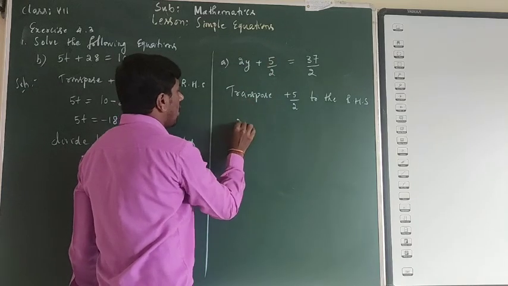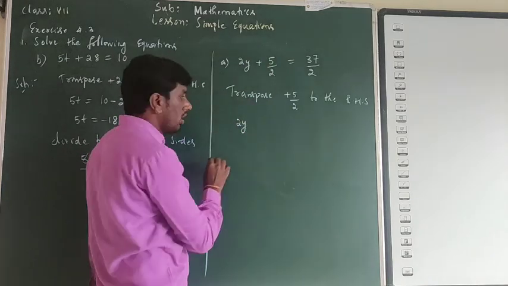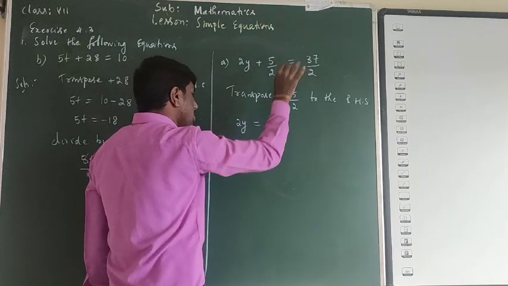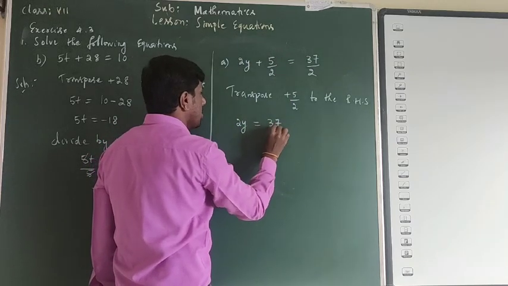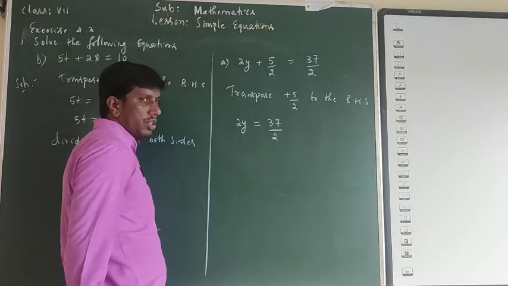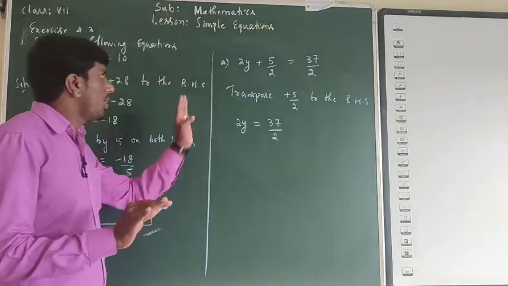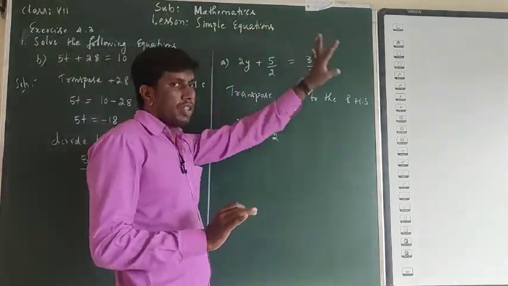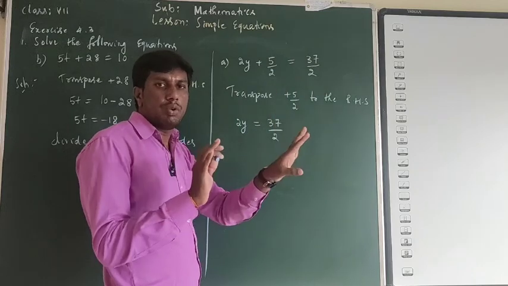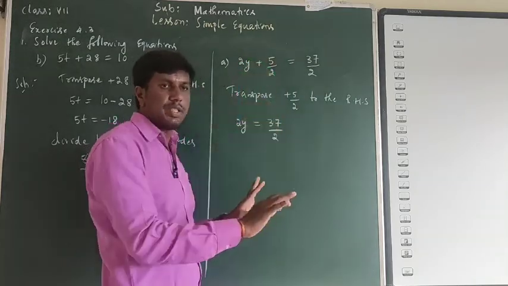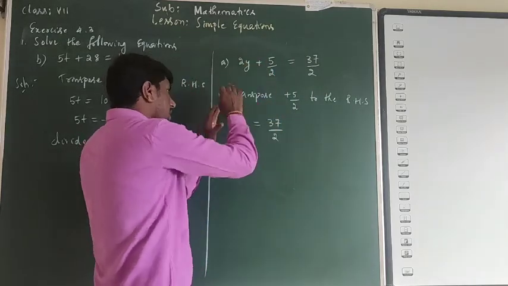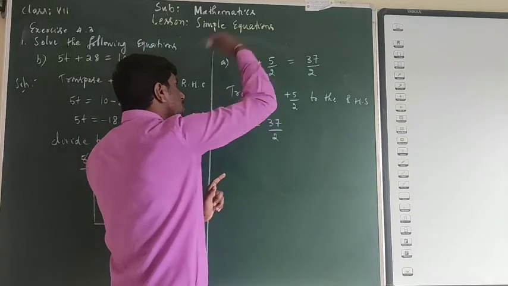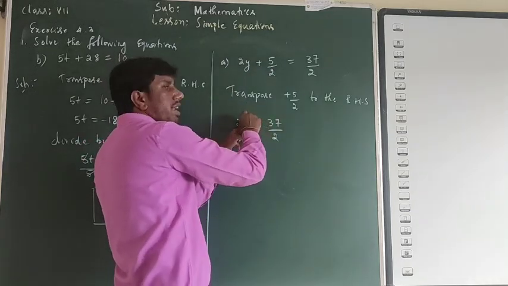So, in the LHS I have only 2y, is equal to the RHS. What we have on the RHS, that we should write first, 37 by 2. We should not disturb anything. Whatever we are going to transpose, for that value only the sign is going to change. Remaining things we should write as it is. 2y is there, I will write 2y as it is.